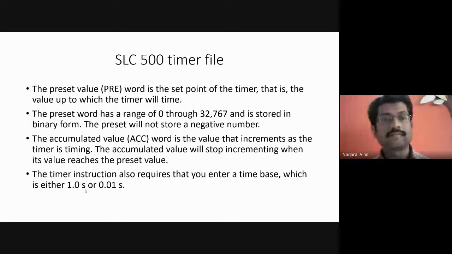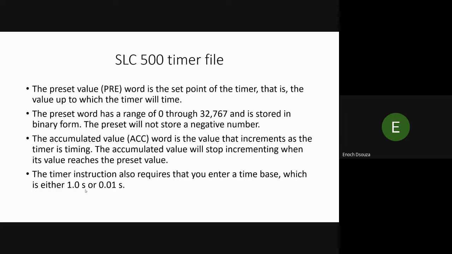This preset value is stored in binary format. The preset value is stored in the form of a binary number, zeros and ones, not as integers. The preset will not store a negative number. Can the timer value be negative at any time, friends? Have you heard of the timer value being negative? Is it possible for the timer to have a negative value? Yes or no? The timer can have a negative value? No, sir. No, it cannot have a negative value.